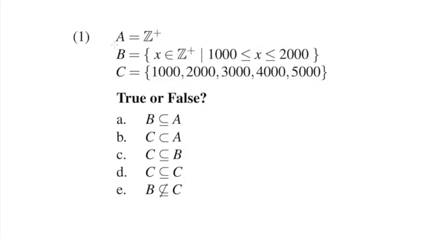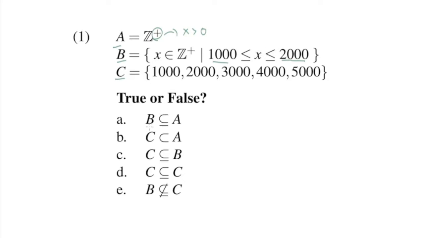So we've got three sets, A, B, and C, and we want to know, are these statements true or false? Okay, let's look at the sets. So A is Z with this superscript positive sign. So Z means we're in the set of integers, and the positive sign means that we're only looking at the integers which are greater than 0. B is the set of positive integers such that they're between 1,000 and 2,000. And we're including 1,000 and 2,000 in this set because we've got these less than or equal to signs.